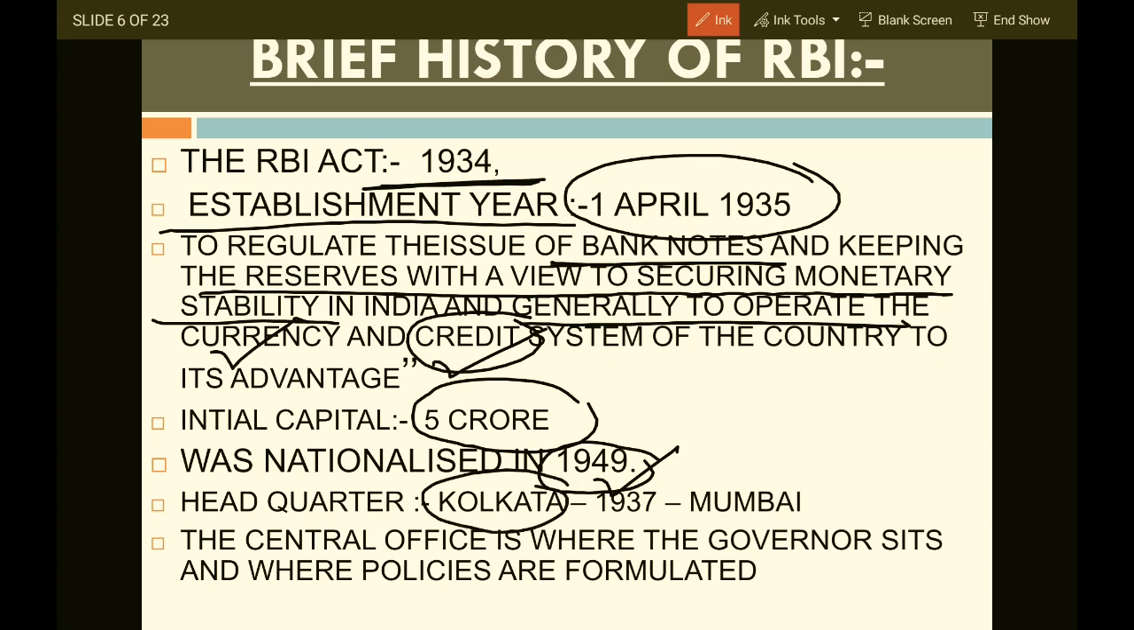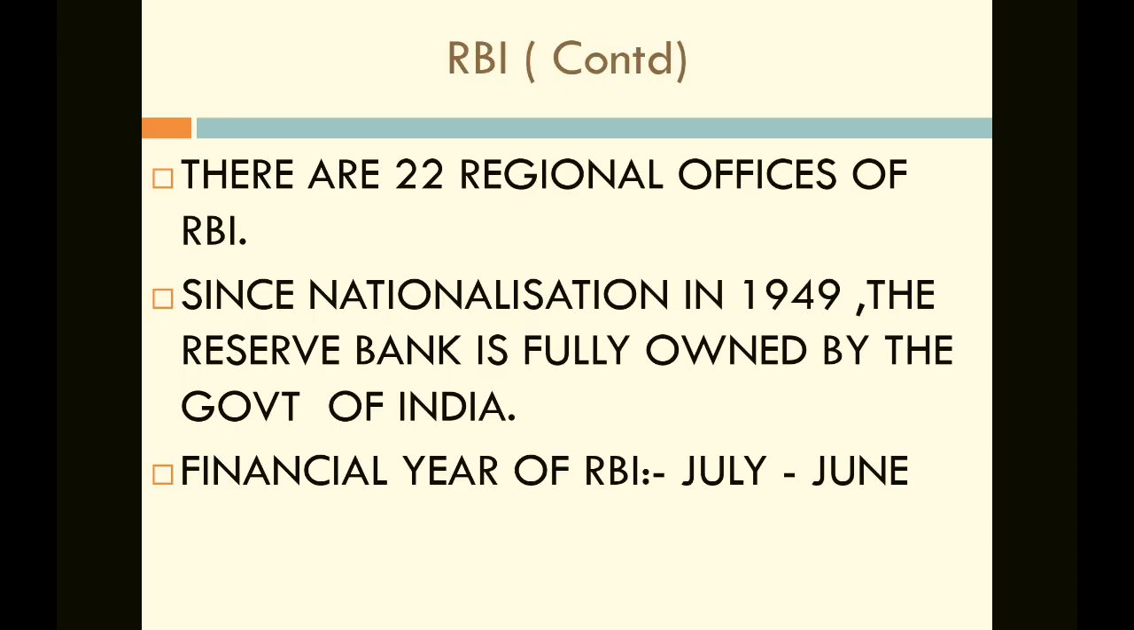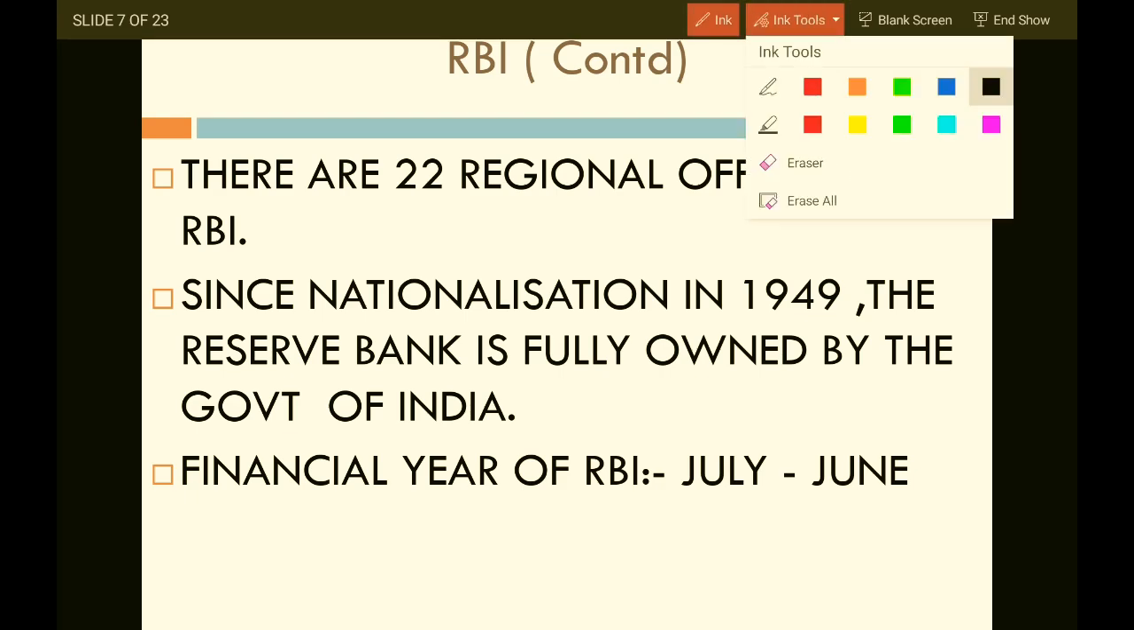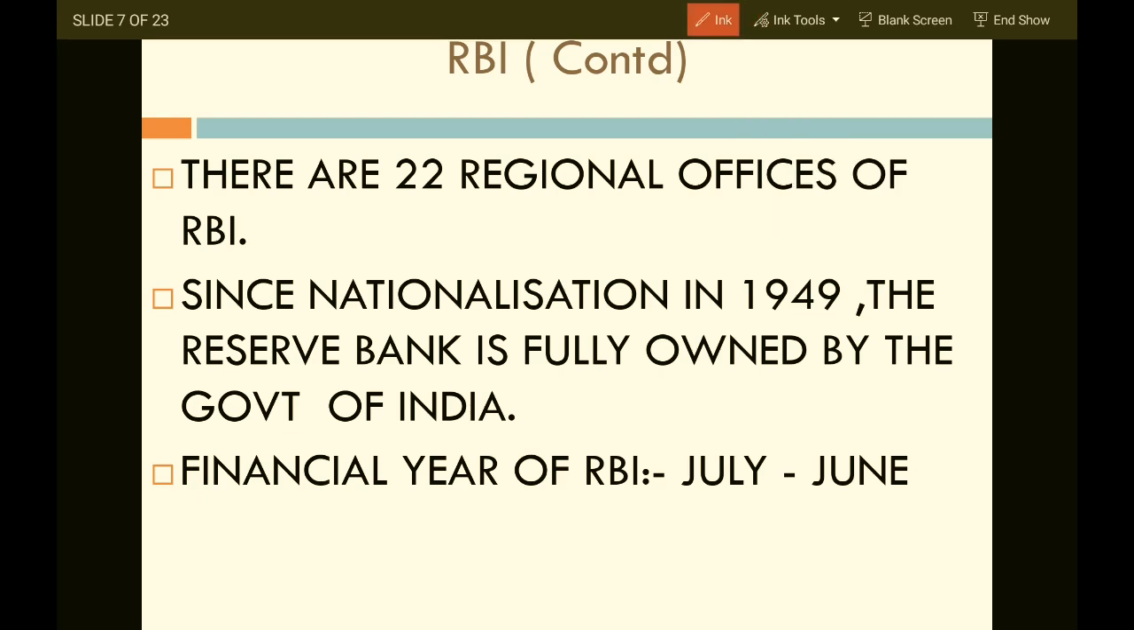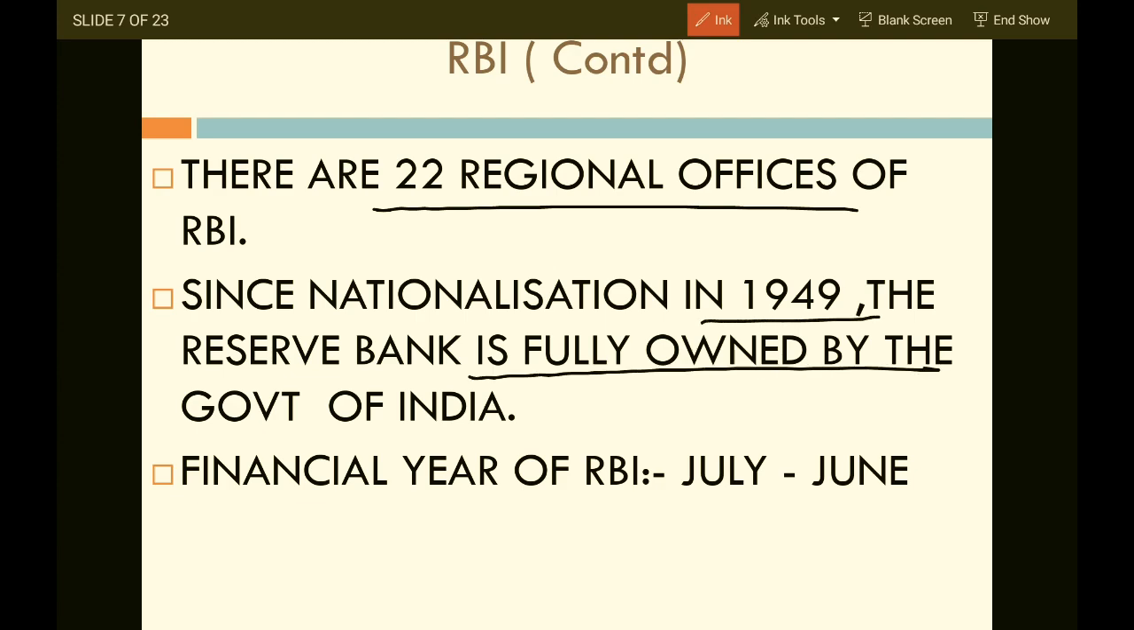The headquarters when it was established was Kolkata. Now it is in Mumbai. The central office is where the governor sits and where policies are formulated. Now there are 22 regional offices of Reserve Bank of India. Point to be noted: since nationalization in 1949, the Reserve Bank of India is fully owned by the Government of India. The financial year of Reserve Bank of India is July to June.